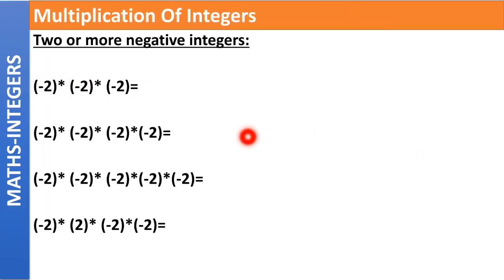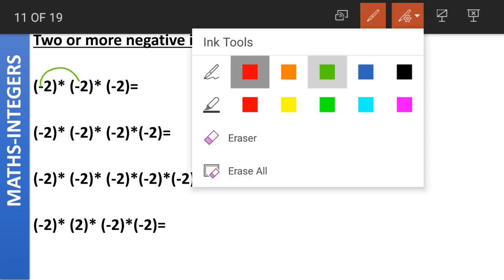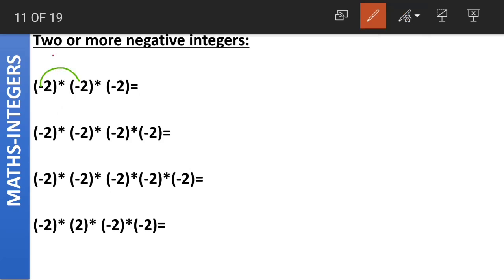How do we multiply two or more negative integers? What do we do when we have to multiply two or more negative integers? Now look at this first example. We are having minus 2 into minus 2 into minus 2. Now what is minus into minus? Minus into minus means both the numbers are having the same sign, so the answer will be positive.